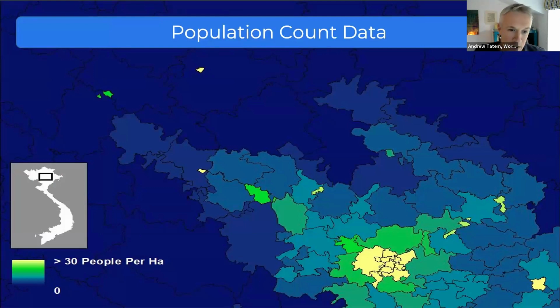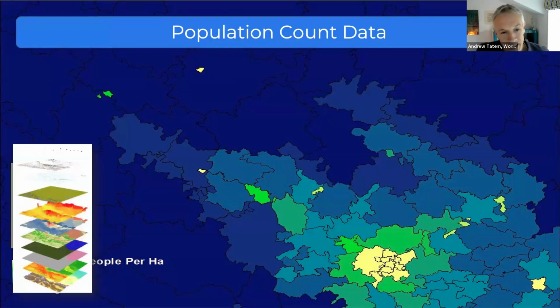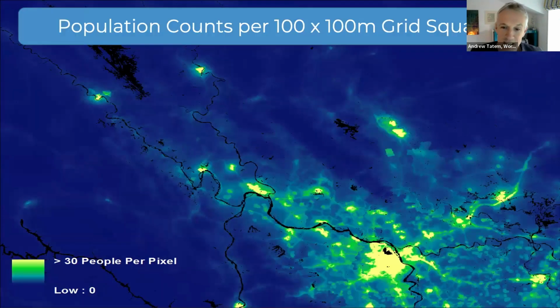And on the next slide, we then go from these aggregate counts, where sometimes we're having 1 million people in each one of those units. We're learning those statistical relationships with the stack of geospatial data sets at the finer spatial resolution using machine learning approaches. And on the next slide, we're then using that stack to disaggregate to the 100 by 100 meter grid squares.